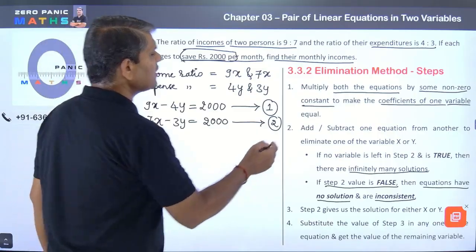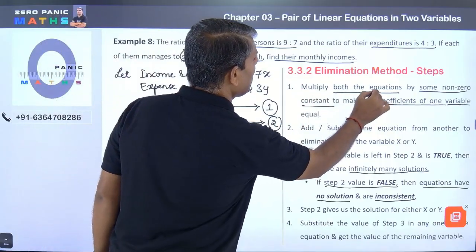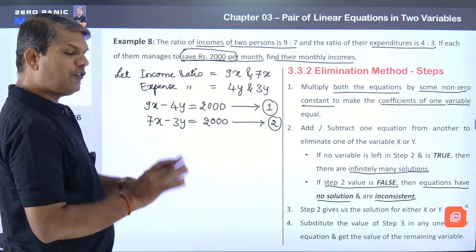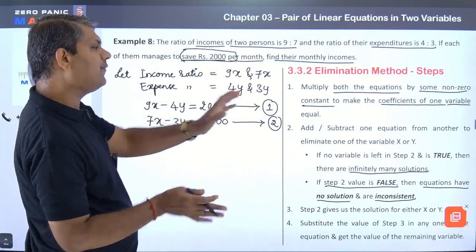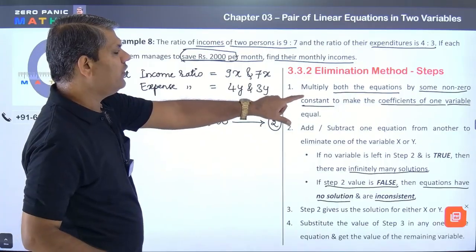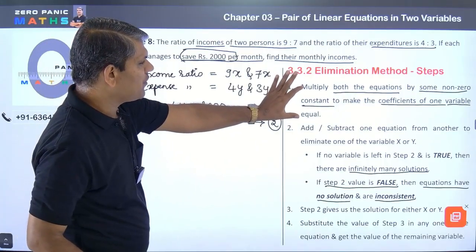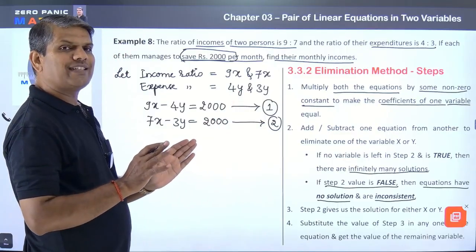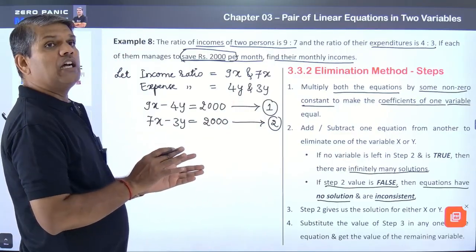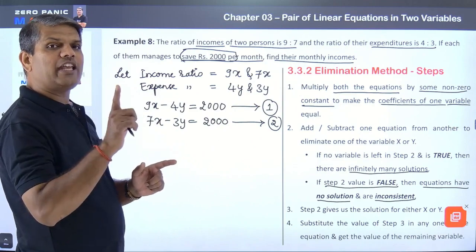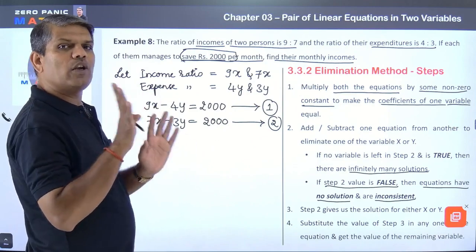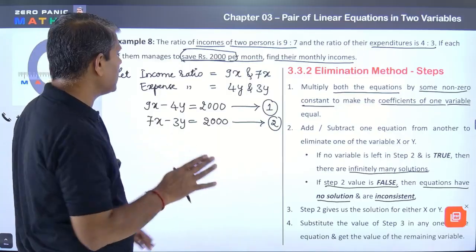What is the elimination method? First step, multiply both the equations, if required. It is not that you have to multiply both the equations. From the first step, what we should understand is that we have to make the coefficient of one variable, either x or y, equal to each other in both the equations. Okay, that is the first step.